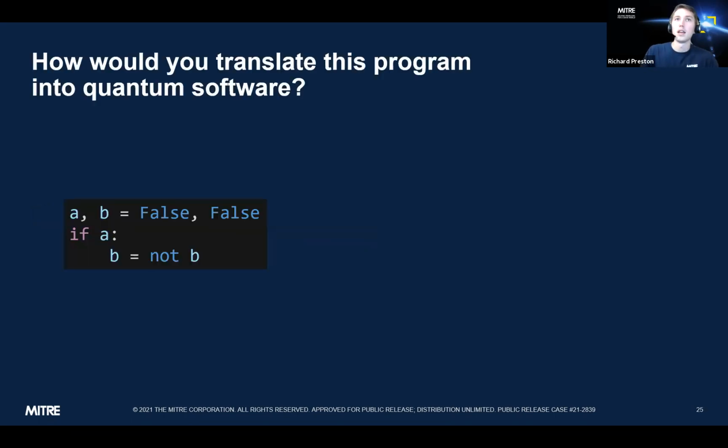So, question for you guys: how would you translate this program into quantum software? We have two variables, A and B, initialized to false, but it doesn't matter. They're just Boolean variables. And then we have an if statement. If A is true, then we're going to flip B, so we're going to toggle it. If B is false, it's going to become true. Well, it's not, because A is false, so this if statement is not going to happen. But anyway, how would you do this in Q#, do you think?